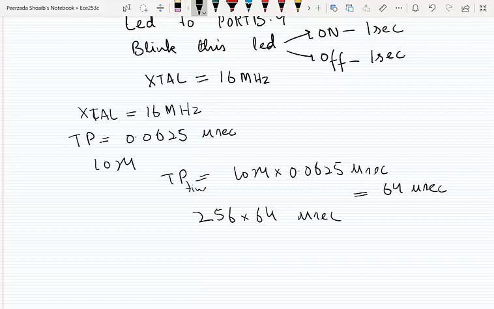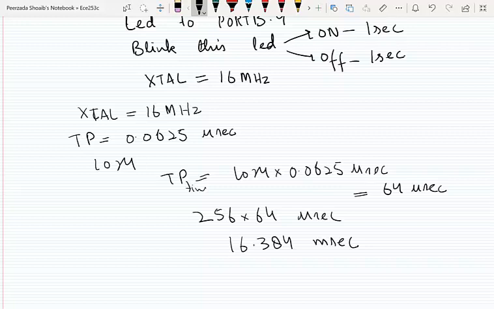That is 512, 1024, 2048, 4096, 8192, 16,000 something. Let me calculate it again. 256 into 64 is 16384, that is 16.384 milliseconds. But what is the desired time delay here? 1 second. That means I can't use timer 0 even using the highest prescaler. What I have to do now is shift to timer 1.